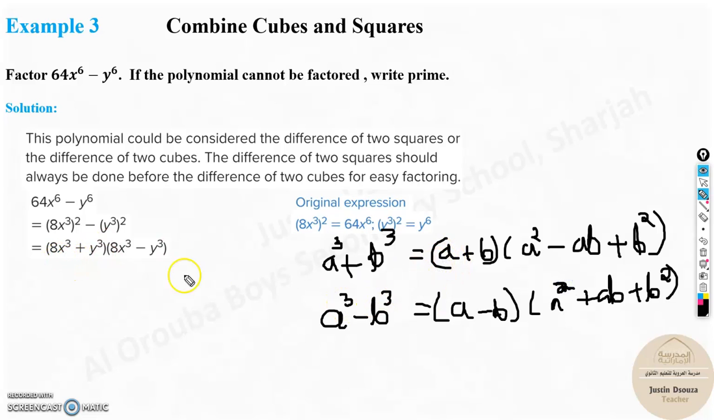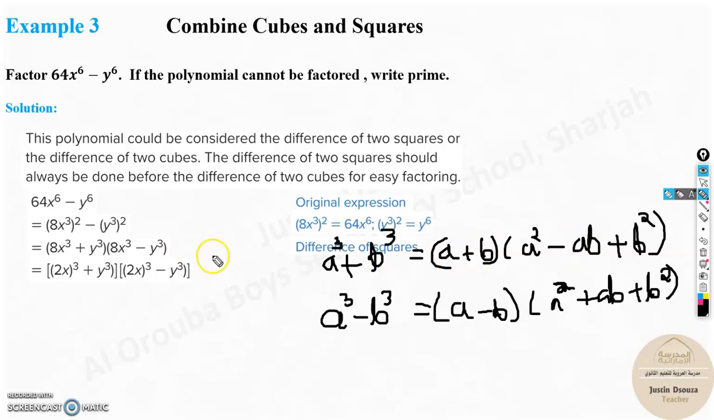So what is going to happen over here? a is 8x, sorry, not 8x. We need to simplify it. We can write 8 in terms of 2 cube. So it will be 2x the whole cube plus y cube. Over here again 2x the whole cube minus y cube.